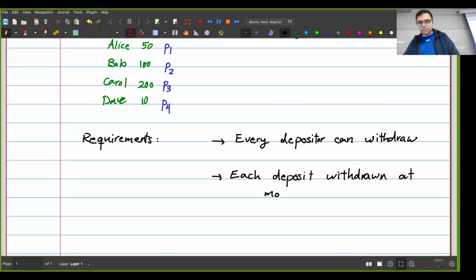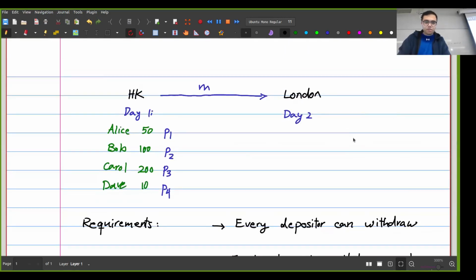We will later see that this is actually one of the most problematic issues when designing a cryptocurrency. This is the problem of double spending. Maybe someone has just one coin and they're trying to use it twice. Here we have someone who has deposited once. Let's say Alice has deposited $50, and she goes to the London branch and tries to withdraw $50 twice. We have to make sure this cannot happen.